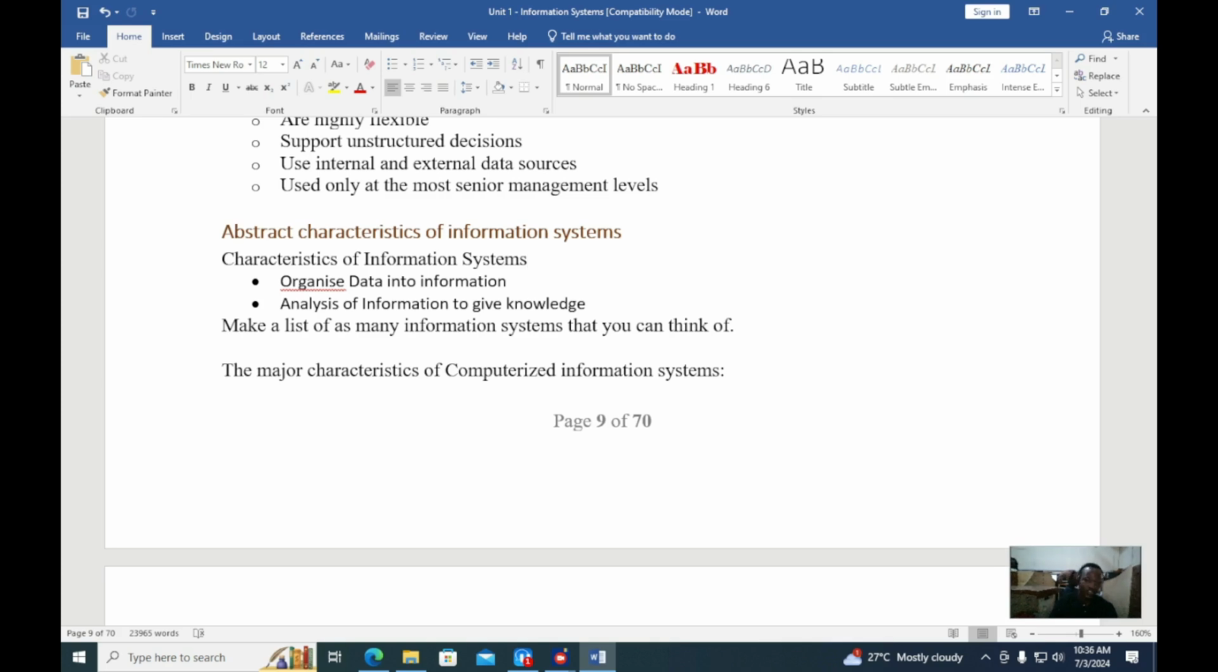What is the difference between data and information? Data are raw facts and figures that have no meaning to the user, but when data is processed, it results in meaningful information. So information is data that has been processed. It is meaningful to the user. So the information systems should have the characteristics of being able to organize data into information. They should also be able to analyze the information to actually give out knowledge.